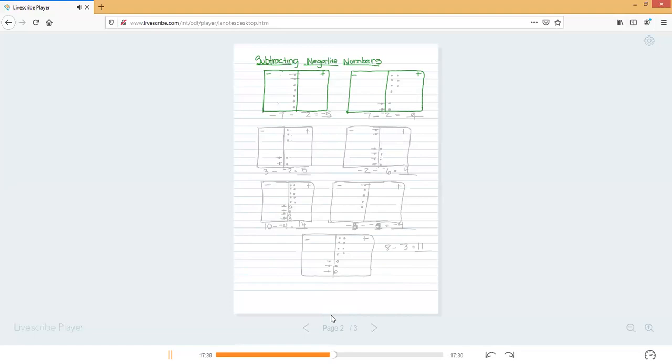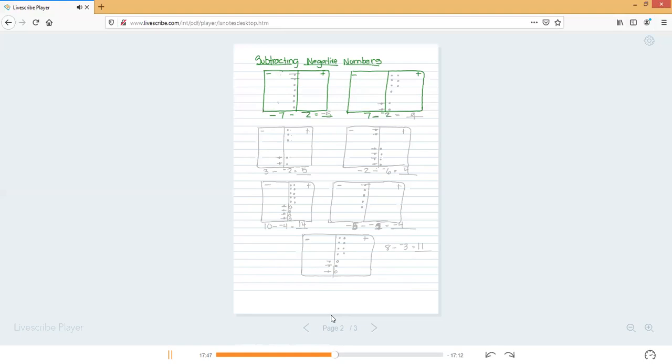All right, so let's do this. The first one, it says that I have negative 7. So I'm going to draw 7 negative counters, okay? So I'm going to go to the negative side, and I'm going to make 7. 1, 2, 3, 4, 5, 6, 7.